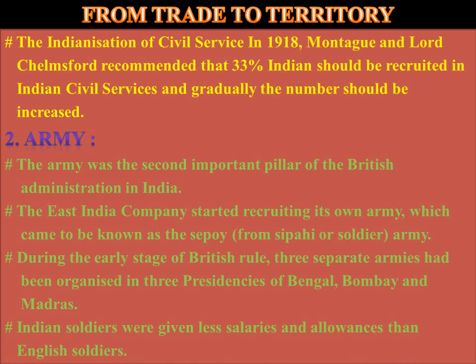Indian soldiers were given lower salaries and allowances than the English soldiers. In 1857, the Indians constituted about 86% of the total strength of the Company's army. However, the officers of the army were exclusively British. For example, in 1856, only three Indians in the army received a salary of 300 rupees per month. The highest rank an Indian could ever reach was that of a Subedar.